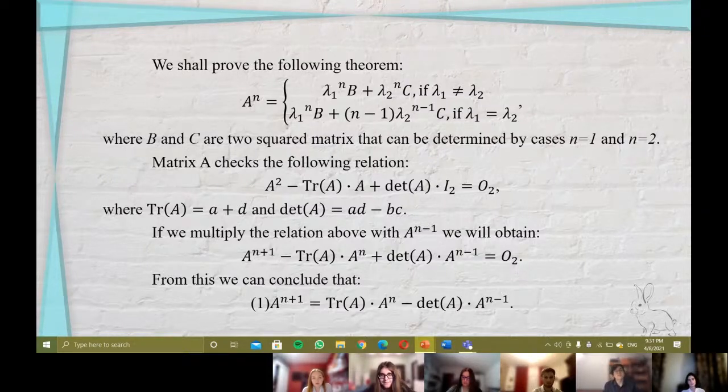We may observe that matrix A checks the following relation: A squared minus the trace of A multiplied by A plus the determinant of A multiplied by I2 equals O2. If we multiply the relation above with A to the power n minus 1, we will obtain that A to the power n plus 1 minus the trace of A multiplied by A to the power n plus the determinant of A multiplied by A to the power n minus 1 equals O2. From this, we may conclude the following equation.